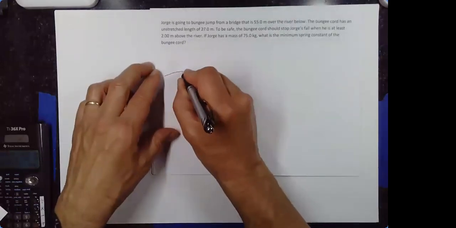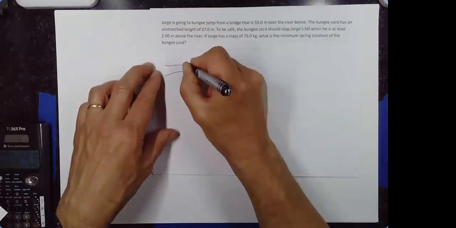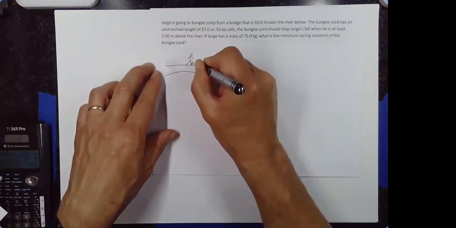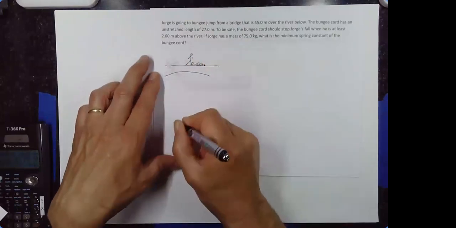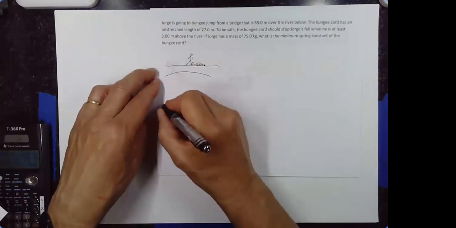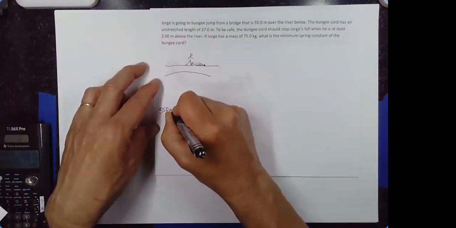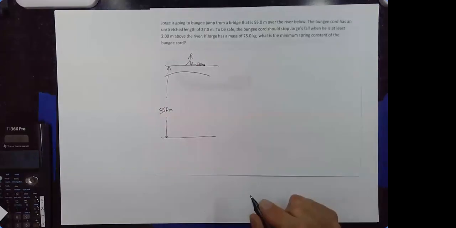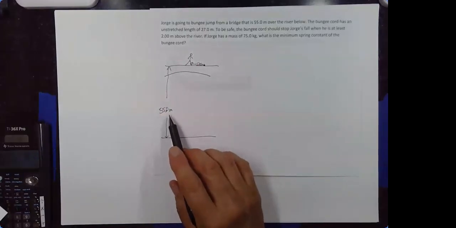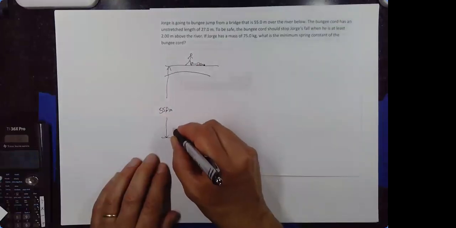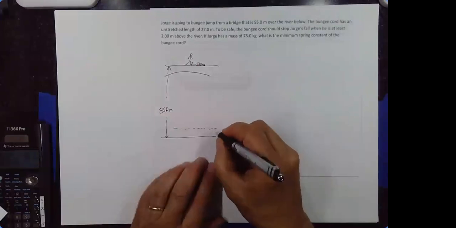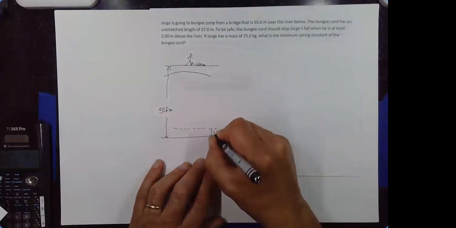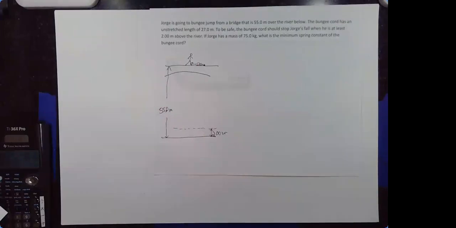And I'll draw a picture to illustrate what's going to be happening here. So here's Jorge standing above the river with this thing tied around his ankle. And then it's probably coiled up there on the top of the thing and tied on. And the river is down here, 55.0 meters from where Jorge is to where the river is. However, we want to stop him 53 meters down because we want him to stop 2.00 meters above the river. Not that we need that much precision because we don't have anything else to that precision.